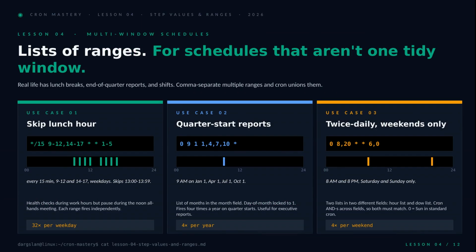Real schedules rarely fit one tidy window, and that's where comma-separated lists earn their keep. Look at use case 1. Every 15 minutes, but split across 9-12 and 14-17 weekdays only, your health checks run all day except during the noon all-hands. Use case 2 lists months directly: 1, 4, 7, 10, 9 a.m. on the first of each quarter, 4 fires a year. And use case 3 stacks 2 lists in 2 fields, hour and day of week, 8 and 20 on Saturday and Sunday. Remember, cron ANDs across fields, so every list you add narrows the intersection.